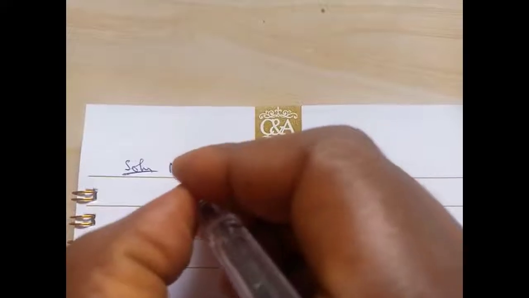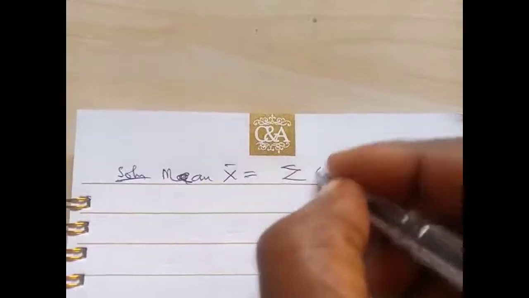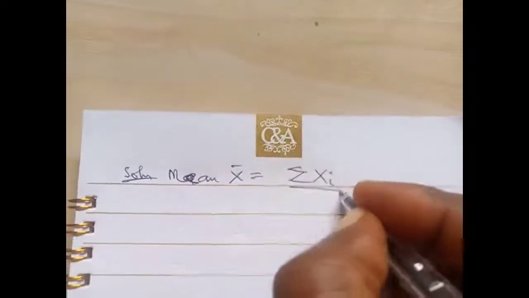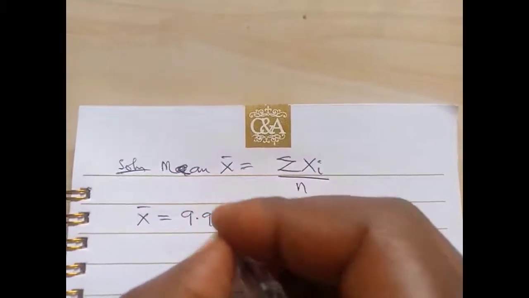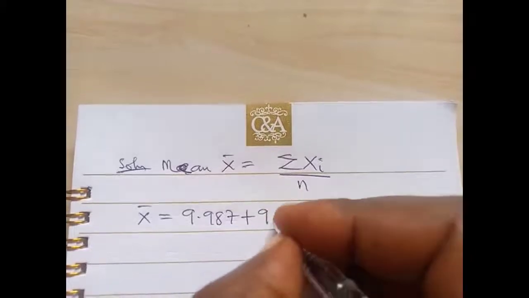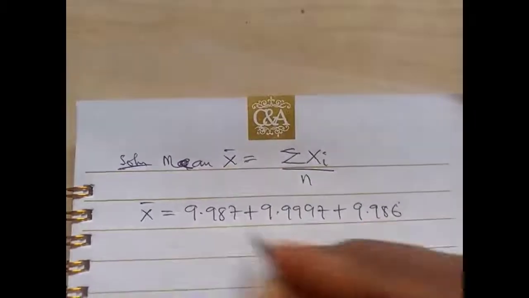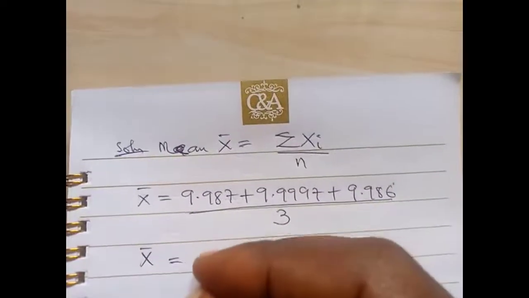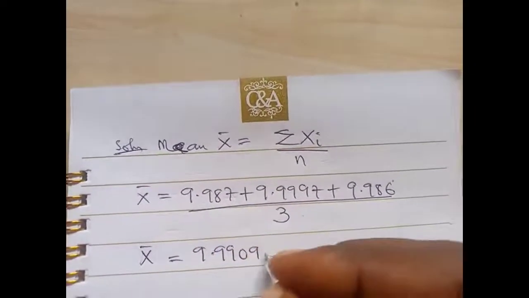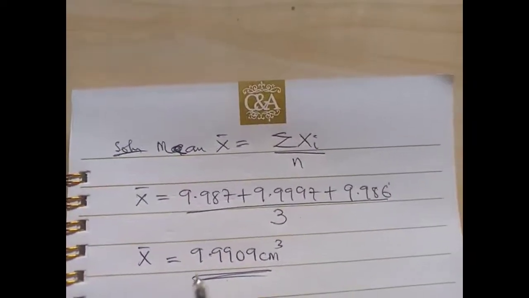So for us to solve, mean is given as the summation of individual values over the number of values. So we'll have 9.987 plus 9.9997 plus 9.986 over, there are 3 in number, so we say over 3. So what we have is 9.9909 cm3. That's the mean. Another word for mean is average.